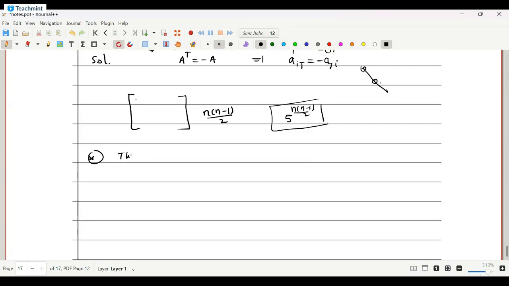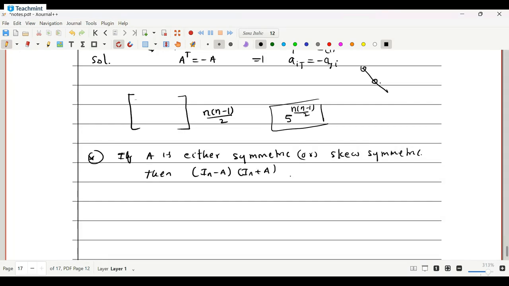If A is either symmetric or skew symmetric, then the matrix In minus A into In plus A is symmetric always. In minus A into In plus A is always symmetric.